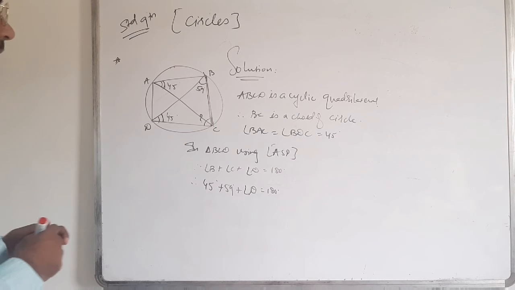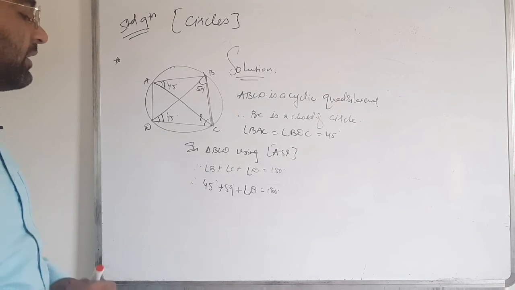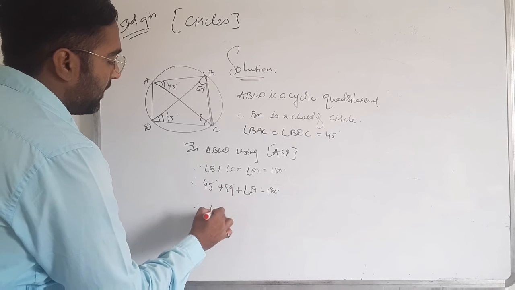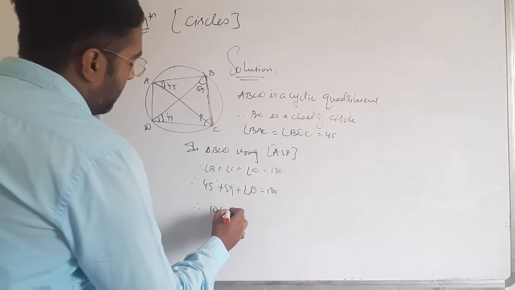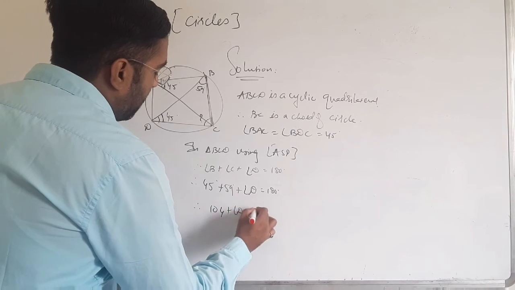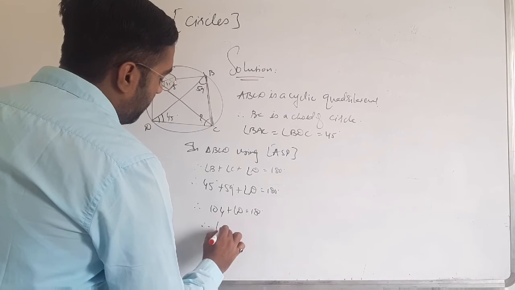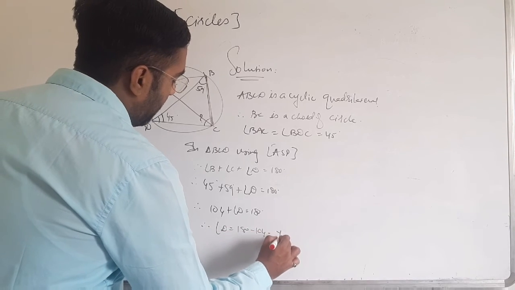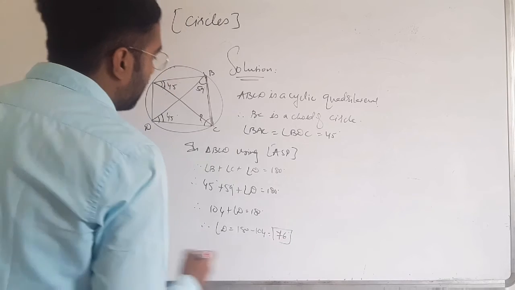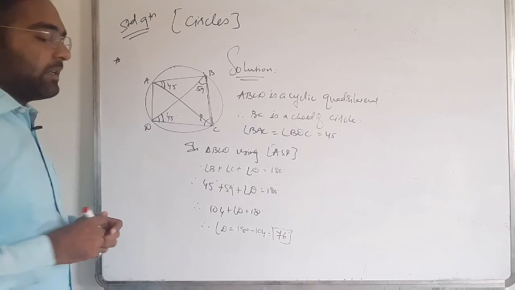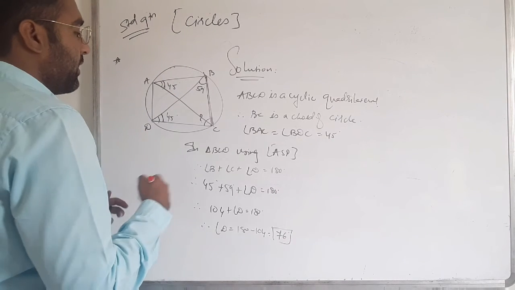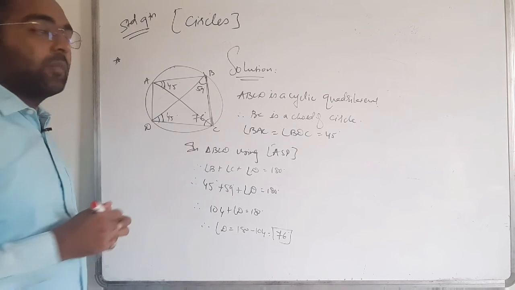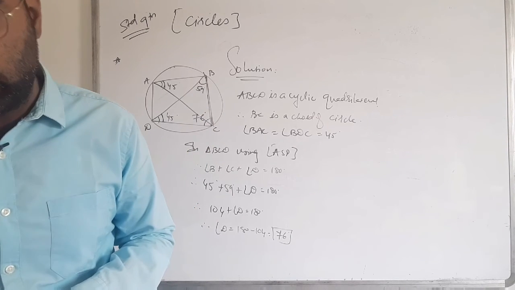Okay, so 45 plus 59: 9 plus 5 is 14, 1 carry, 5 plus 4 is 9, plus 1 is 10, so 104, plus angle D equals 180 degrees. So angle D is equal to 180 minus 104, that is 76 degrees. So your angle BCD is equal to 76 degrees. So your answer will be 76 degrees. Clear that?